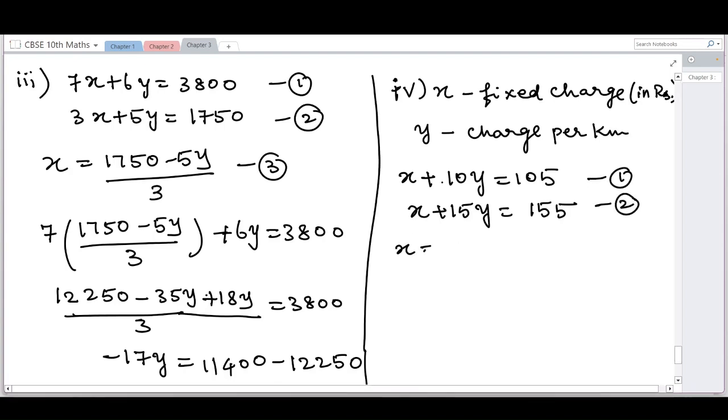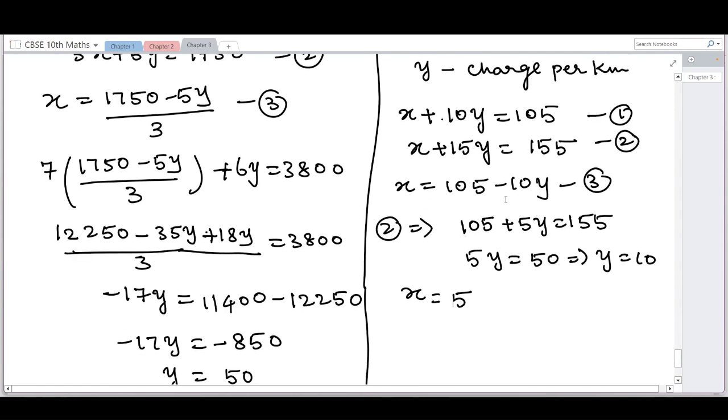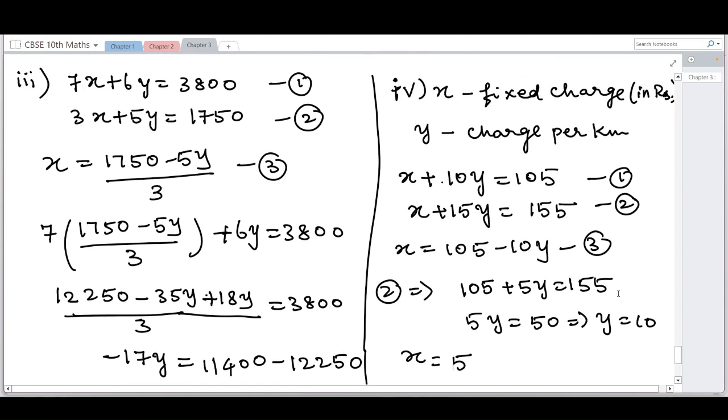So let me rewrite the first equation and I'll get x equal to 105 minus 10y. If you substitute this in the second equation, you will get 105 minus 10y plus 15y. So plus 5y equal to 155. So 5y equal to 155 minus 105, which is equal to 50. So this gives y equal to 10. So by substituting this in the third equation, you will get x equal to 105 minus 100, that is 5. So x equal to 5 and y equal to 10. Clear? So the fixed charge is 5 and the charge per kilometer is 10.